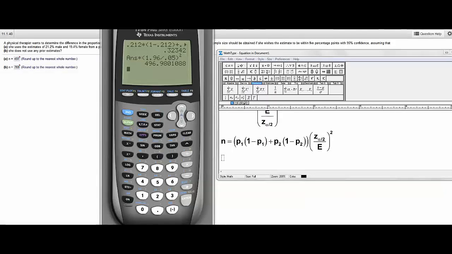Okay, and the second question, part B, says she doesn't know any prior estimates. So that means she doesn't know what percent to expect. So then we have to think, well, what's the worst case percent? So in this case, part B, I don't have a P1 or a P2, so I can't calculate all this.